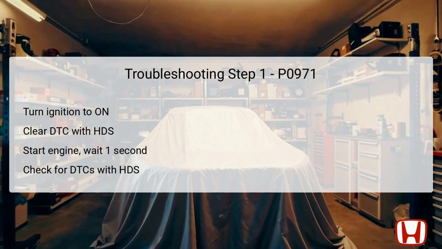Next, check for both pending and confirmed DTCs using the HDS. If the P0971 code reappears, this confirms that a fault condition remains, indicating a structural issue that warrants further inspection. Should the code not appear, it might suggest an intermittent failure. Thus, further investigation is crucial if any freeze frame data exists.